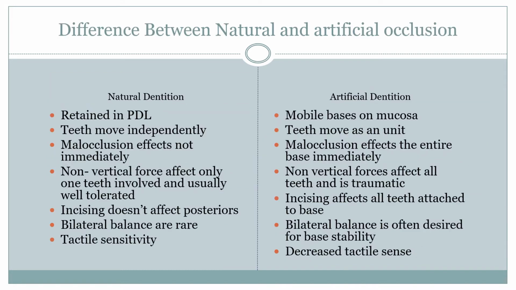Okay. So let's look at the differences between the natural dentition and the artificial dentition. In your natural dentition, as you see on the slide, it has a periodontal ligament, so the teeth will move independently, right? There is some amount of physiological movement that occurs in a natural tooth, and it has got nothing to do with the adjacent tooth. And then next is the malocclusion. It does not affect immediately.